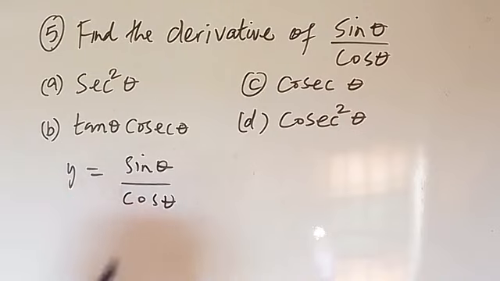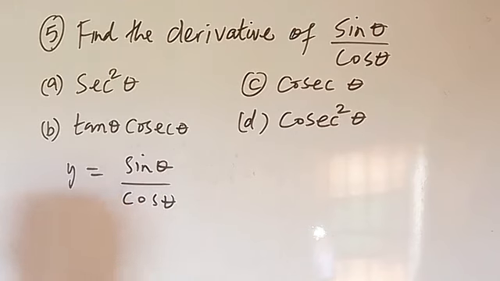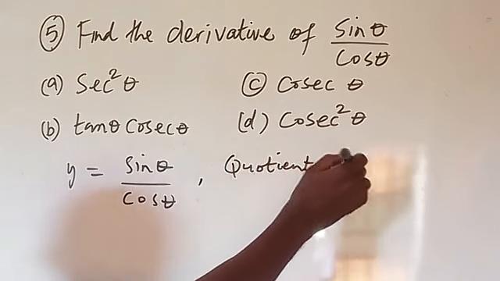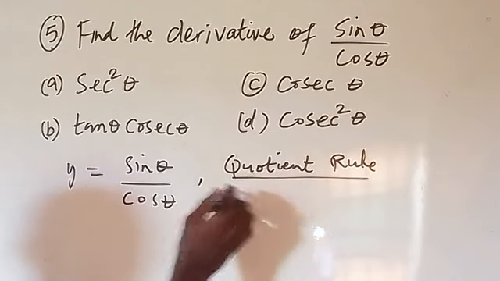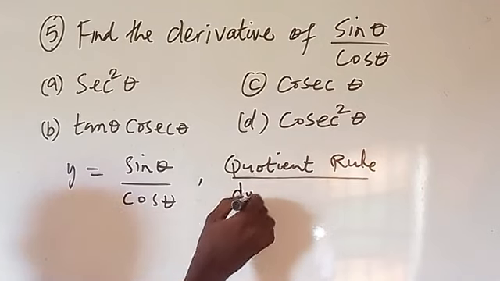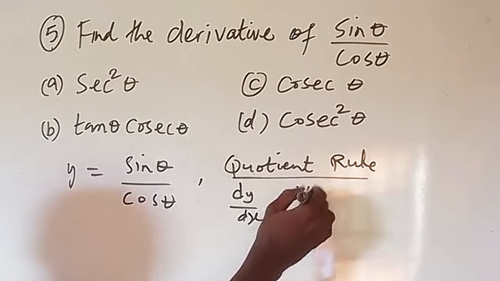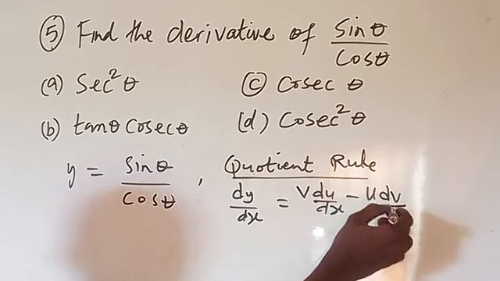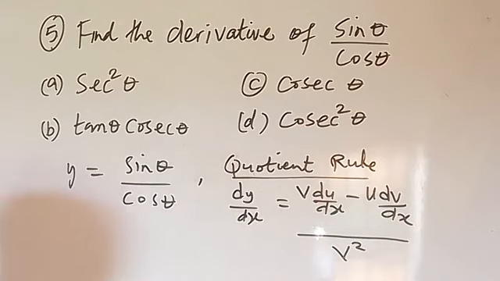Now since this involves a fraction, we're going to use the quotient rule. Okay, quotient rule. And the quotient rule states that dy dx is going to be v du over dx minus u dv over dx, divided by v squared. So that's the formula for the quotient rule.